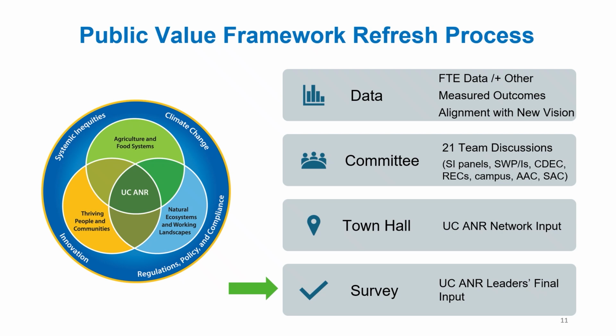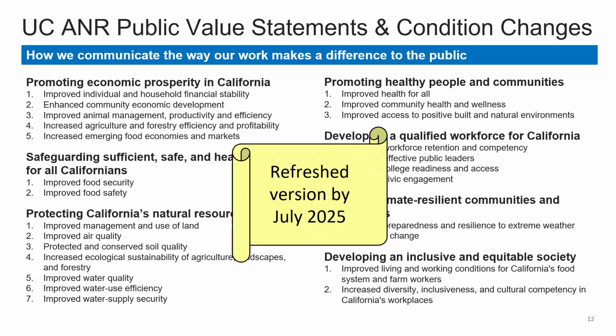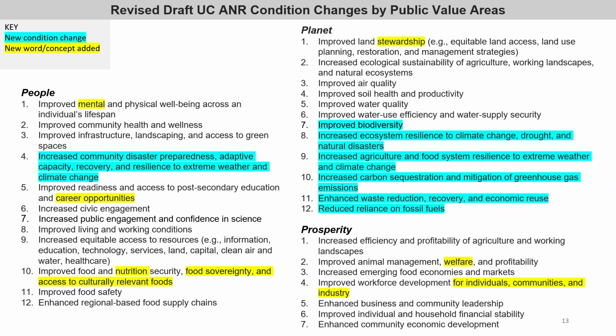And now the survey will be sent to A&R leaders, where the new public value framework will be shared, and we are getting their feedback. I think it'll happen in July. So the one that is showing here is the older version, and this will be refreshed by July this year. So this is the draft version, the new version.